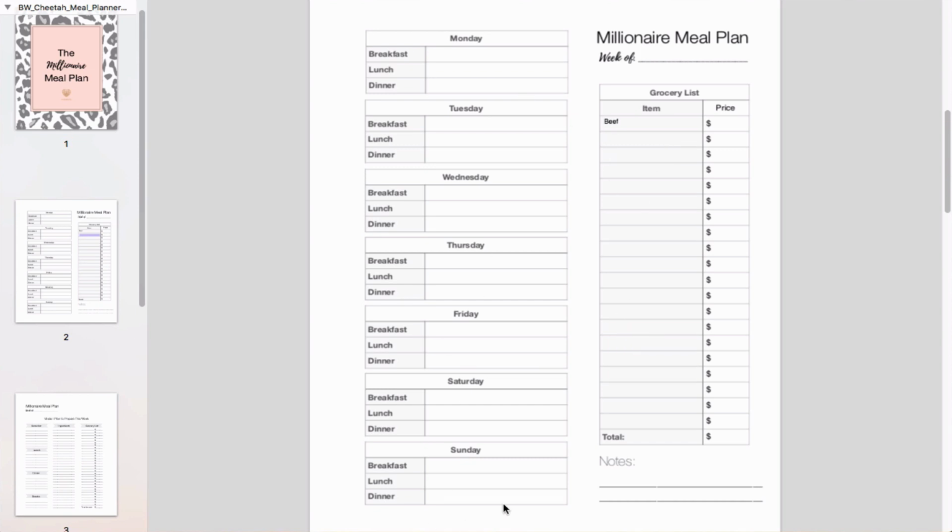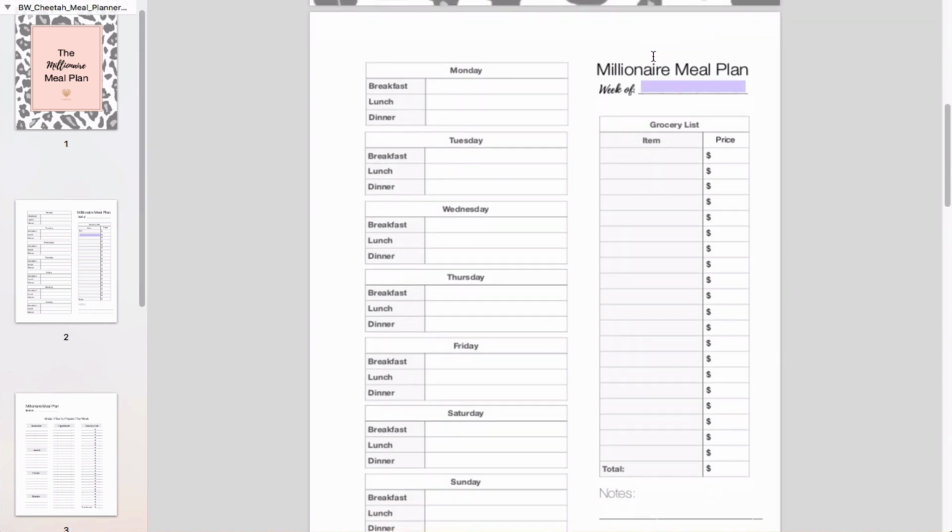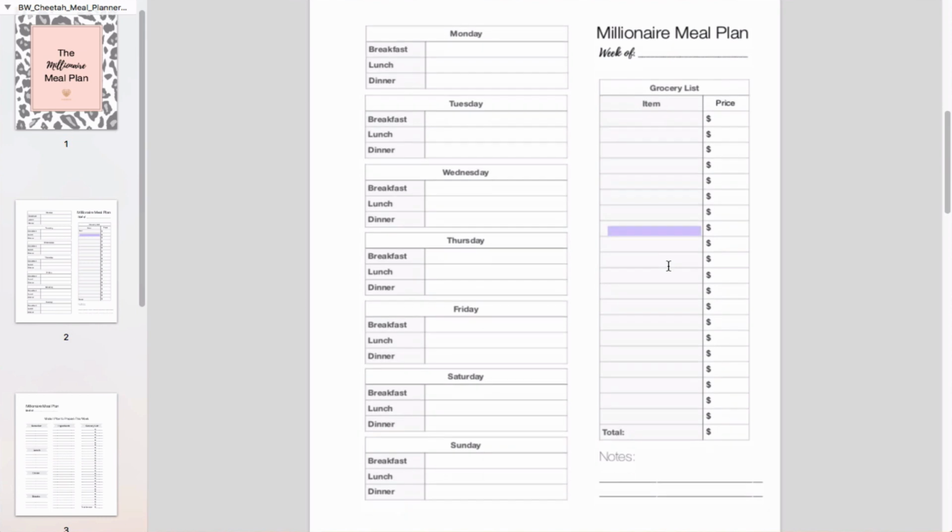This document is 100% fillable, but you can also print it out as well. Whatever works best for you. And then just estimate the price and come up with a total. So now when you go shopping, you have a budget. Now you also might want to plan in some cheat days.